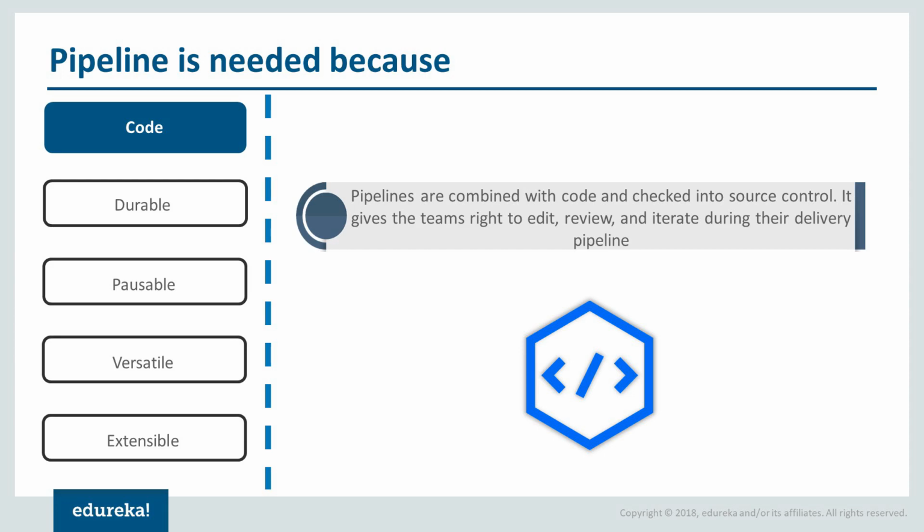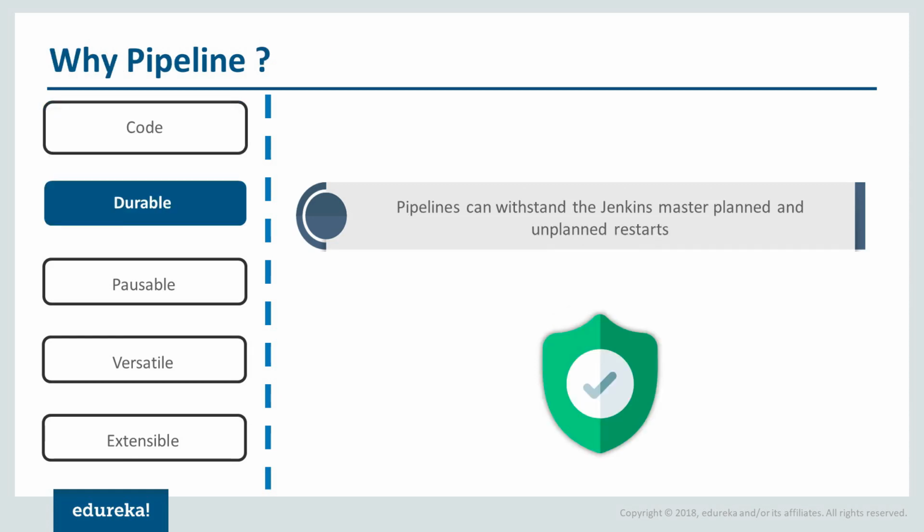So pipelines are combined with code and checked into source control. It gives the teams a right to edit, review, and iterate during their delivery pipeline. So you are treating your pipeline as code again. And once you have given the source code repository location, you don't need to make any changes on the Jenkins GUI. Everything you want to do, you can go to the text editor, open the Jenkinsfile, and make the necessary changes. And it can definitely withstand the Jenkins master's planned and unplanned restarts.